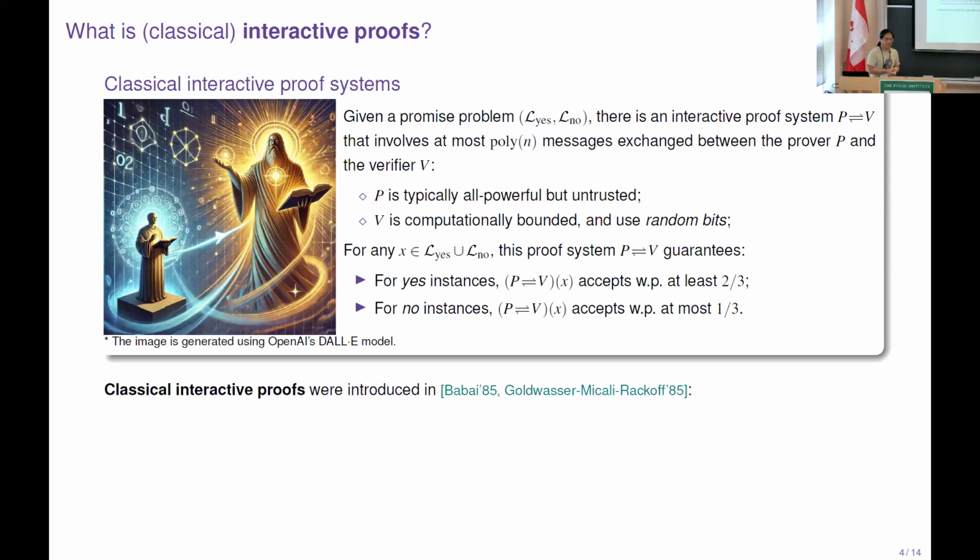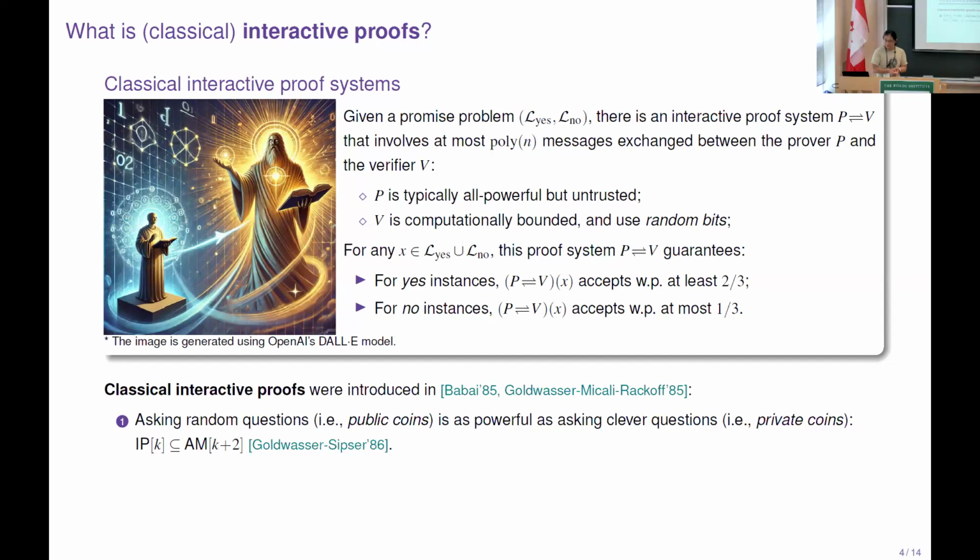This kind of model was introduced by Babai and also Goldwasser, Micali, and Rackoff about 40 years ago. One interesting property here is that if the verifier is only able to ask random questions, it turns out such a model is as powerful as asking clever questions. What I refer to as random questions is when the verifier tosses some coins and uses them to directly ask questions; this is called public coin. And clever questions means that the verifier can use the randomness in whatever way it wants; this is called private coin.